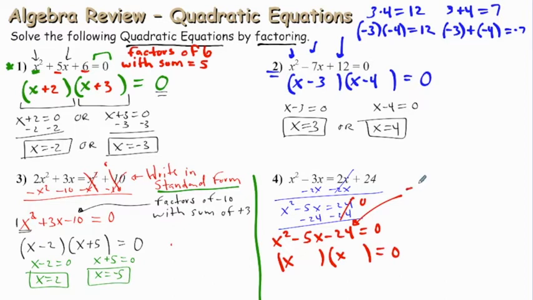So negative 8 multiplied by a positive 3 will give us negative 24. And negative 8 plus 3 will give us negative 5. So we found our two factors. And now we want to set each factor equal to 0.